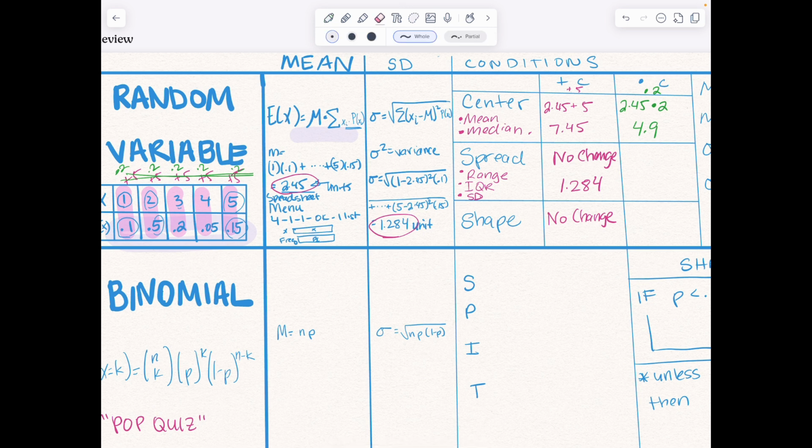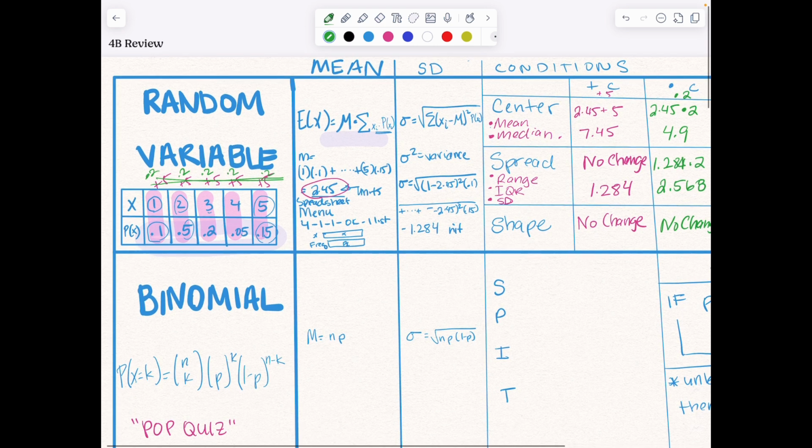For the spread, I'm going to take that 1.284, and I'm going to do 1.284 times 2, and I'm going to get 2.568. For the shape, there's no change. It's just going to be spread out more, but the shape, like if you throw a blanket over it and look at what it looks like, is not going to change.